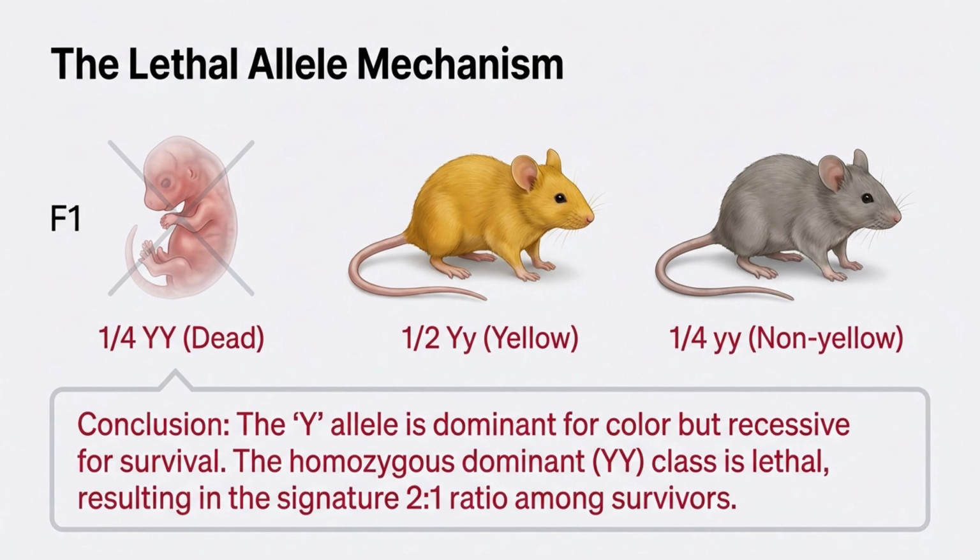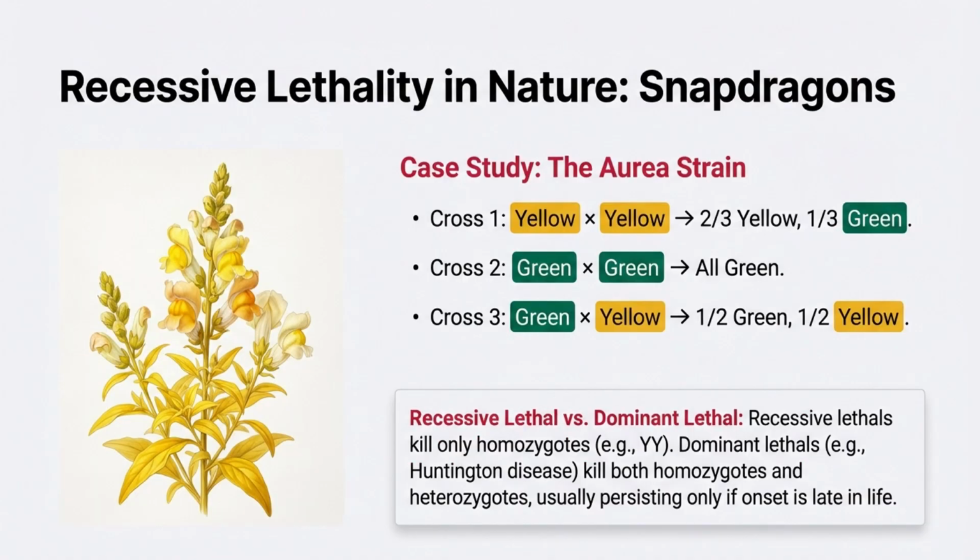When a mouse inherits two copies of the capital Y allele, the genotype becomes fatal and individuals are not produced, and their death occurs during the developmental stages. Therefore, the only yellow mice you see are heterozygotes. The homozygous dominant class dies in utero, thus resulting in the signature 2:1 ratio.